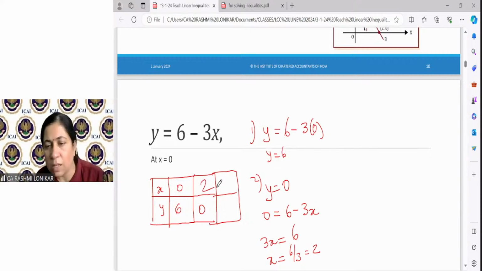So you have got these two points. And then if you need, you will draw something else, but there is absolutely no need right now. What we are going to do is draw the graph.